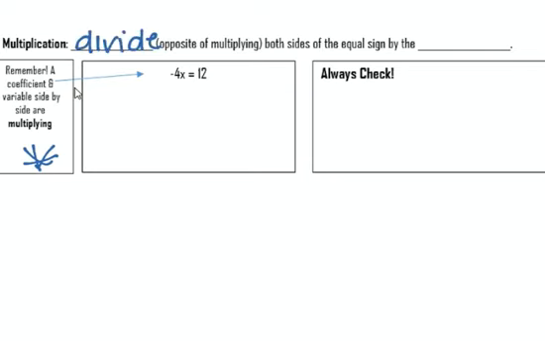Now this time I'm not dividing the constant, I'm dividing the coefficient. So divide both sides of the equal sign by the coefficient. It's really important that you not only divide by 4, but by negative 4, because that number is not 4, it's negative 4. So I'm going to divide. In order to show division, I'm going to draw a division bar underneath both sides of the equal sign.